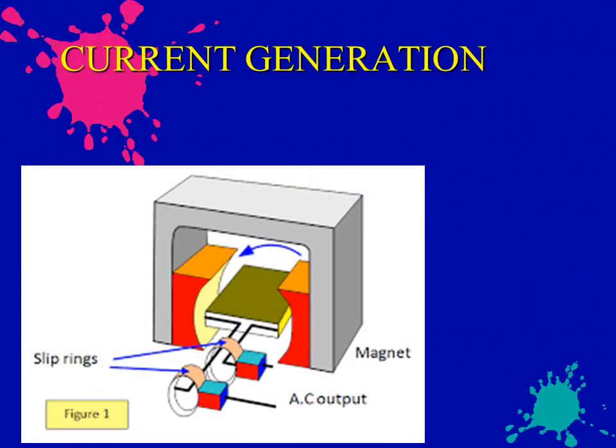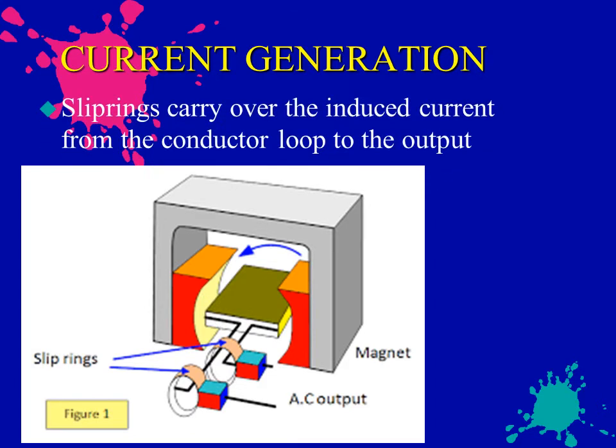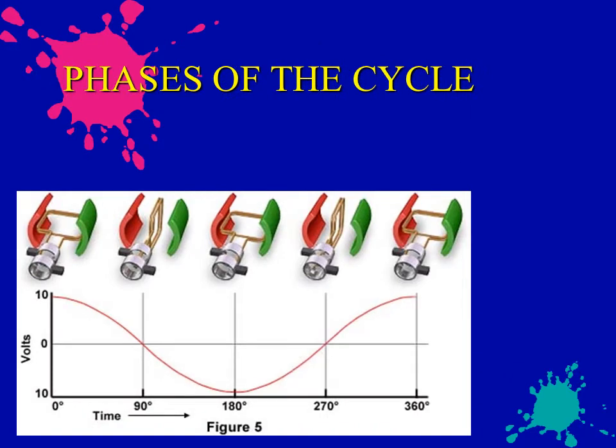Current generation by means of a coil rotating through a permanent magnetic field. Slip rings carry over the induced current from the conductor loop to the output. The coil goes through different phases of the cycle, creating a sine wave. At the starting point of the cycle, in other words 0 degrees, we have maximum output because it cuts the magnetic field at a right angle of 90 degrees.